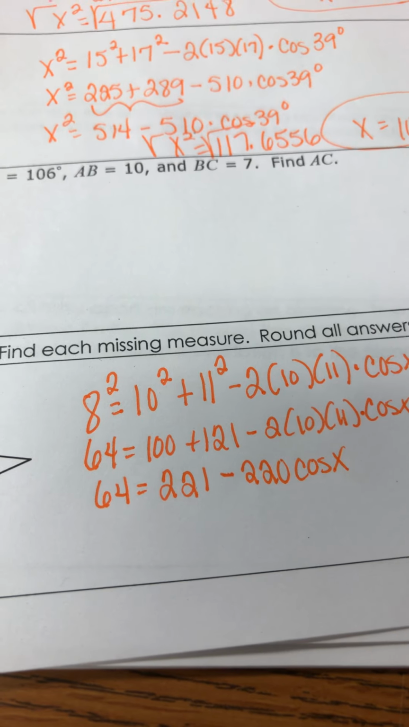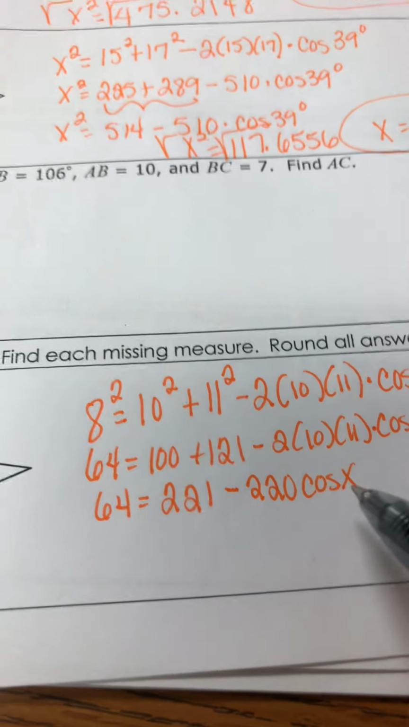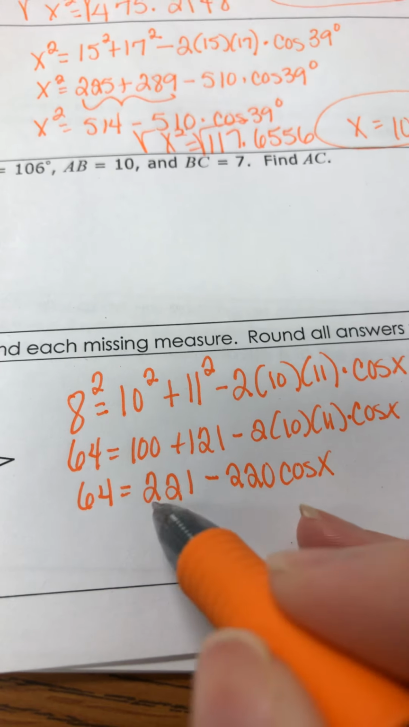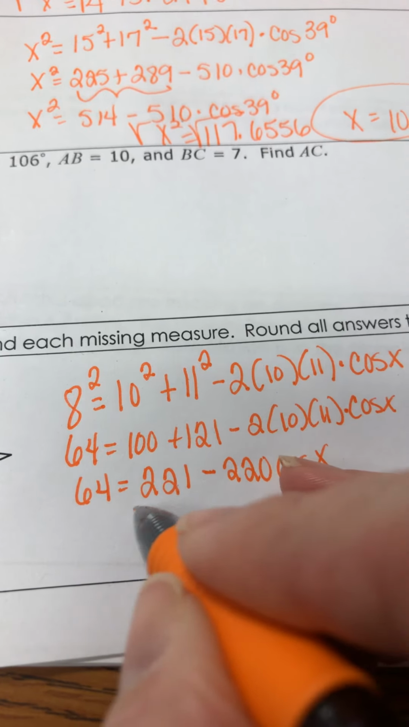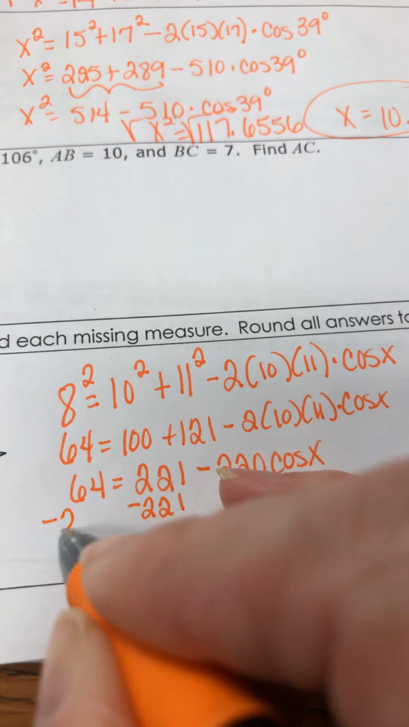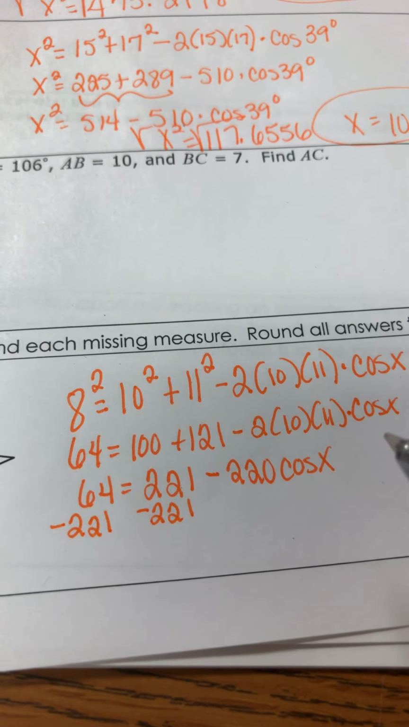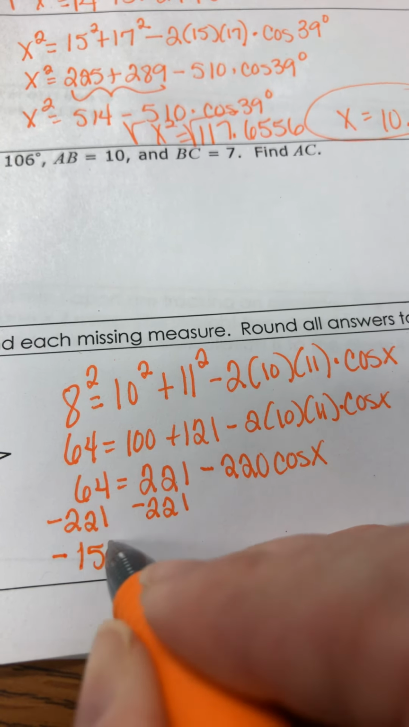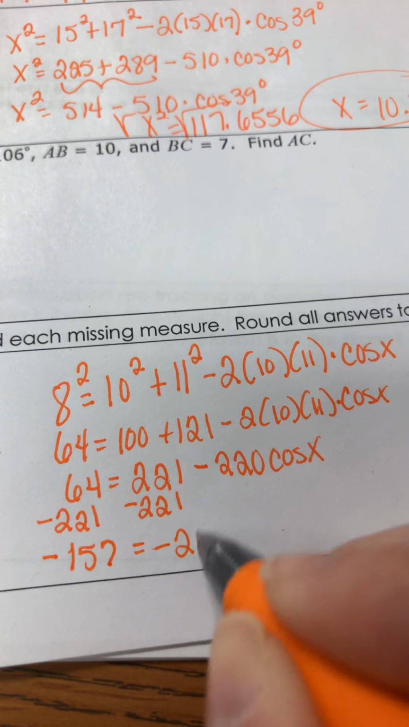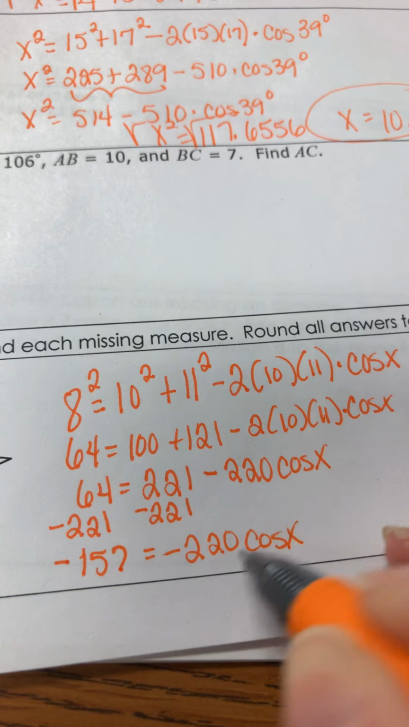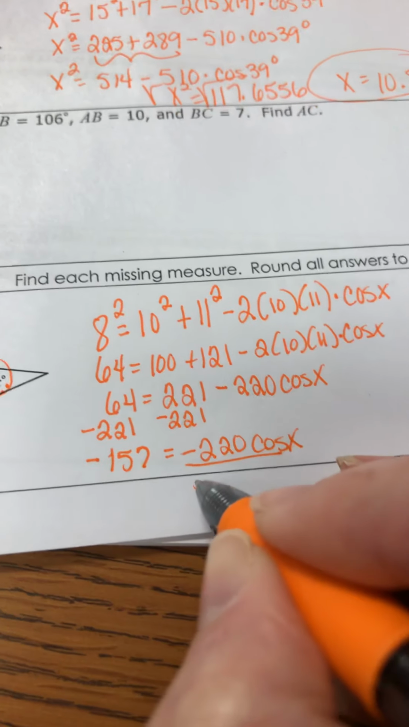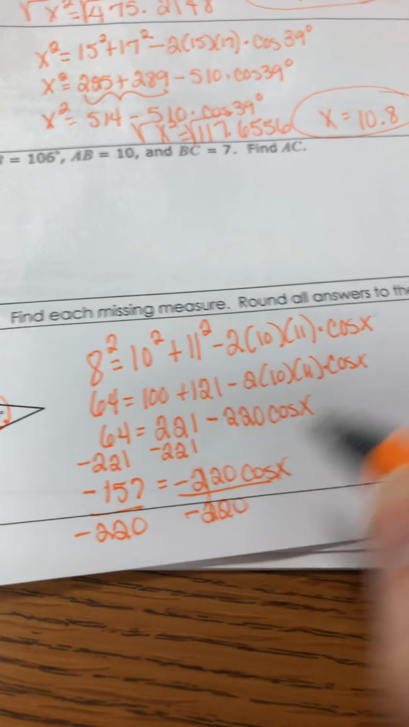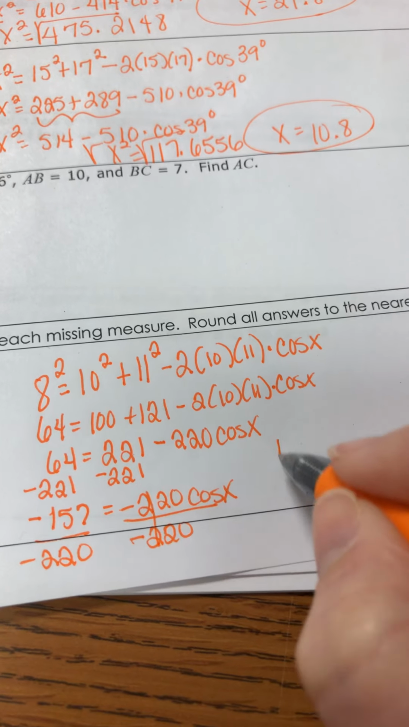Okay, so how am I going to solve for this? I've got to get the cosine of x by itself. This is multiplied to the cosine of x. This is a constant term. So I can get rid of that 221 by subtracting 221 from both sides. So 64 minus 221 is going to give me a negative 157. Now I still need to get the cosine of x by itself, so I'm going to divide both sides by negative 220. A negative over a negative is a positive.